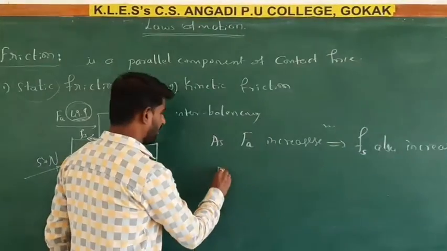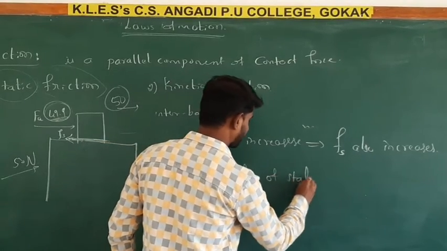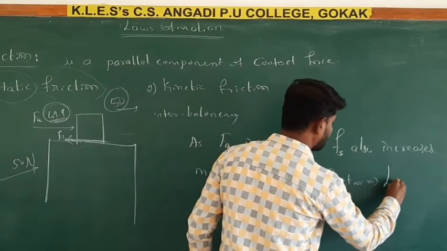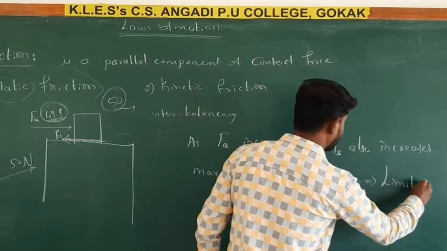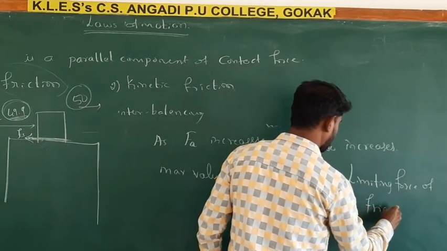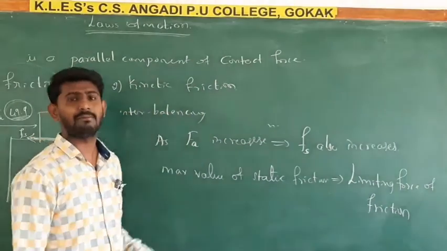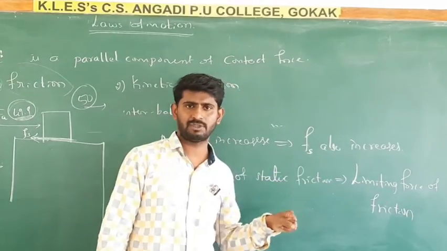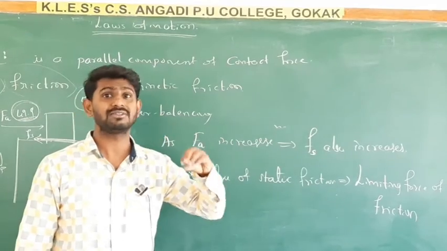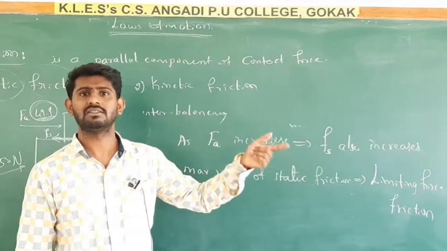So then we call it the maximum value of static friction. The maximum value of static friction is called the limiting force of friction. Okay, so what is the limiting force of friction? The maximum value of applied force, the maximum applied force beyond which the static friction vanishes and the kinetic friction appears.